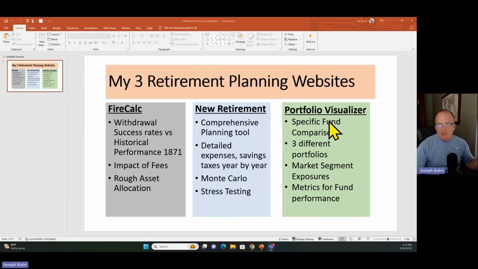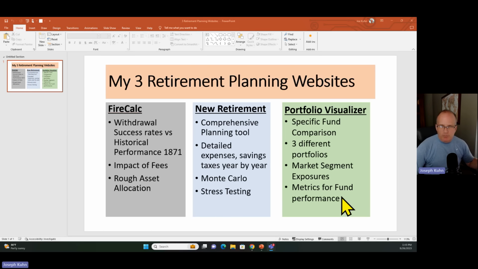Portfolio Visualizer is another website I look at. It is free, so 2 of the 3 of these are free. It does specific fund comparisons. So if you want to use VTI for Vanguard's total stock market index, you type in VTI and you can compare 3 different portfolios. So you can get 5 funds from Vanguard and 5 funds from American Funds, or 5 funds from somebody else, put them all together and then compare them. You can look at different market segments, very specific to the funds that you're picking. And it creates metrics for those funds. All the KPIs you can possibly think of.